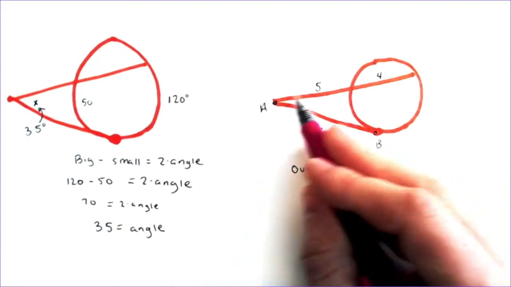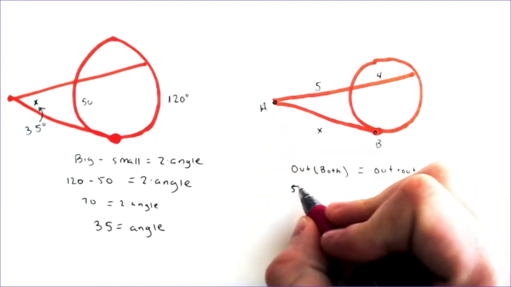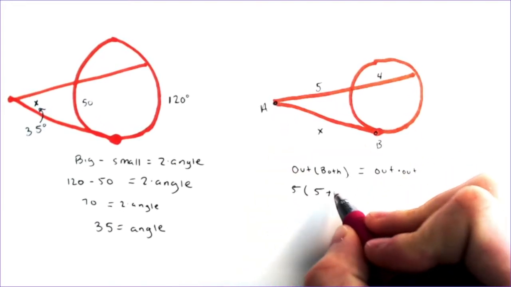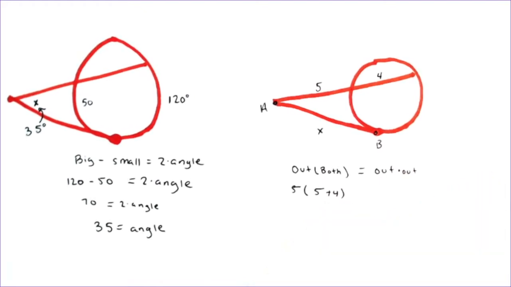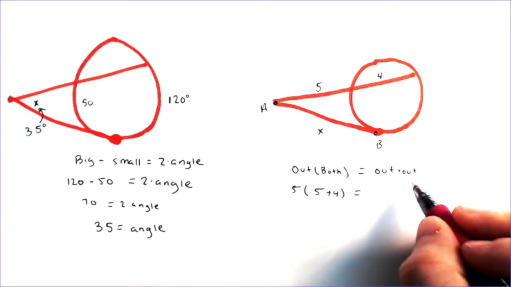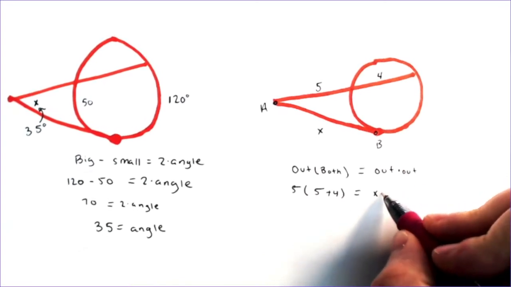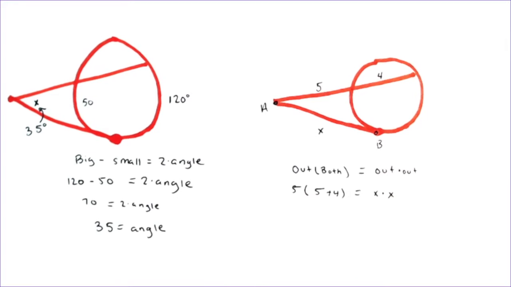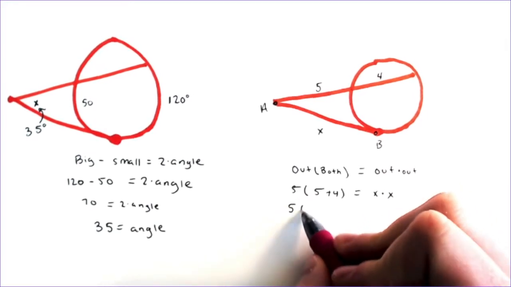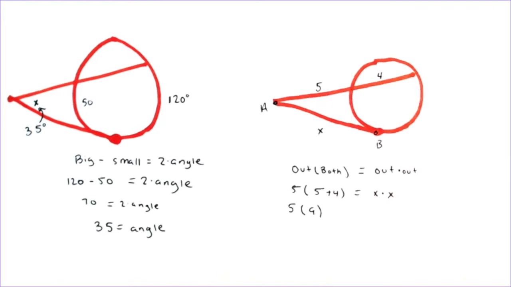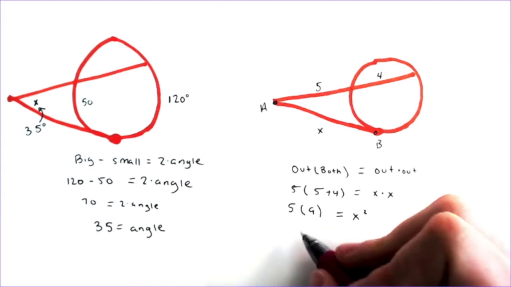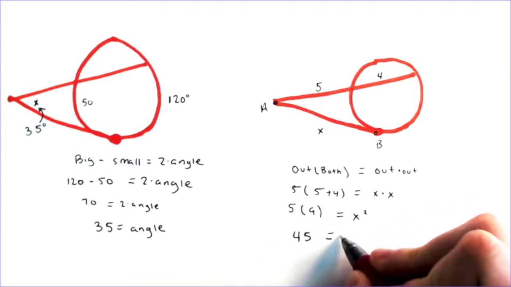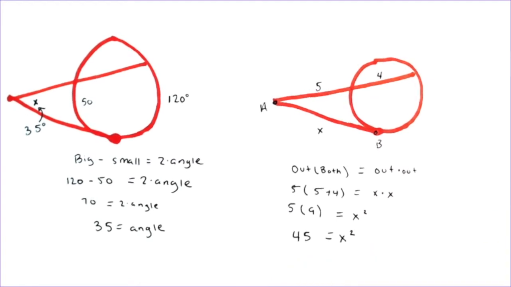So for the outside on the secant part, right here, this 5, we'll do 5 times 5 plus 4, which is 9. You could probably do that in your head, is equal to the outside times the outside. Well, in this case, that is x times x, which we could just write x squared. So we have 5 times 9, 5 plus 4 is 9, is equal to x squared. 5 times 9, 45, is equal to x squared. And then in order to solve that, you would need to square root.